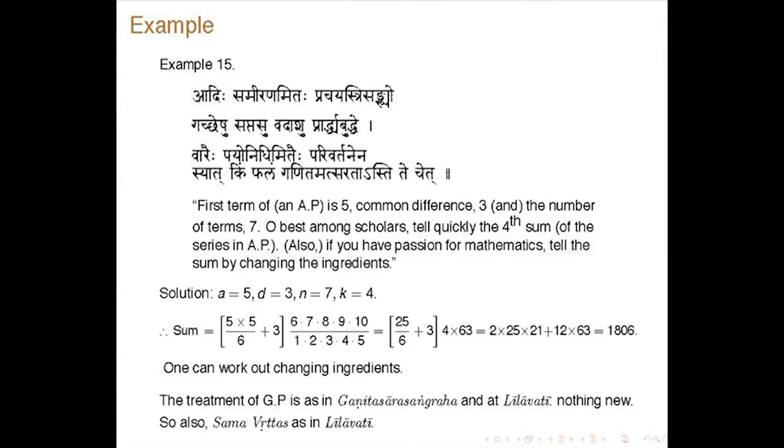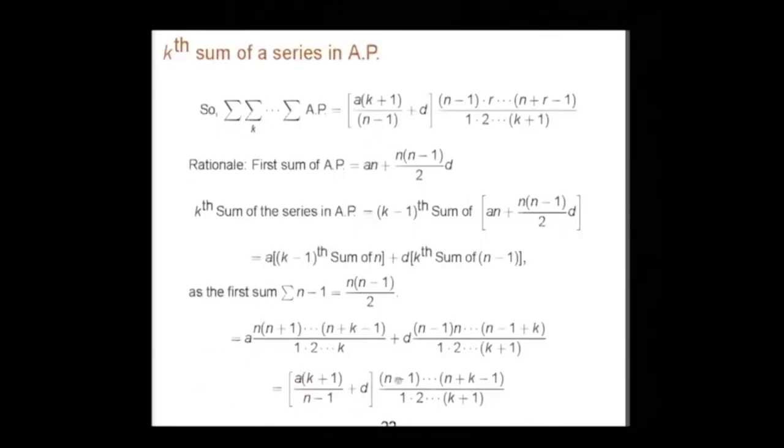First term of an arithmetic progression is 5, common difference is 3, and the number of terms is 7, number of gachha, you know, gachyeshu saptasu, oh, best among learners, okay, he is wooing his audience. Tell quickly the fourth sum of this. If you have passion for mathematics, tell the sum by changing the ingredients also. So, A is 5, D is 3, common difference, N is 7, K is 4. So, if you plug in these numbers here, you get the result.